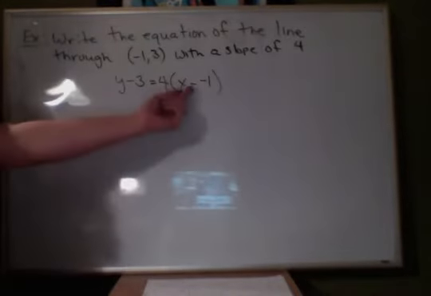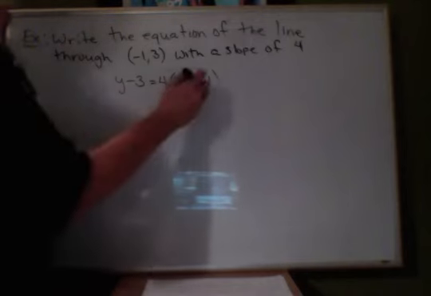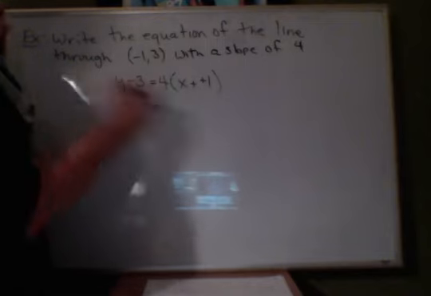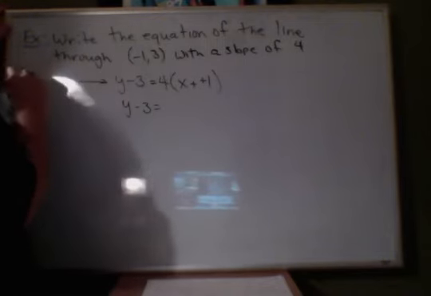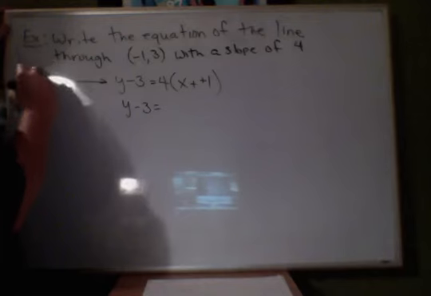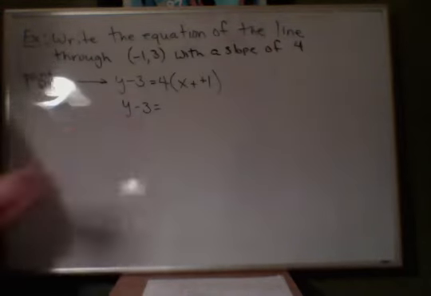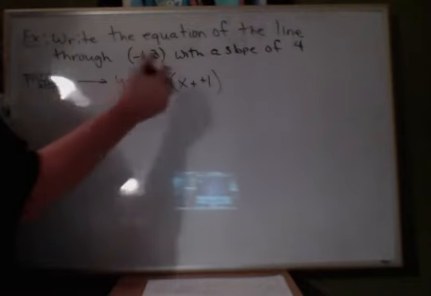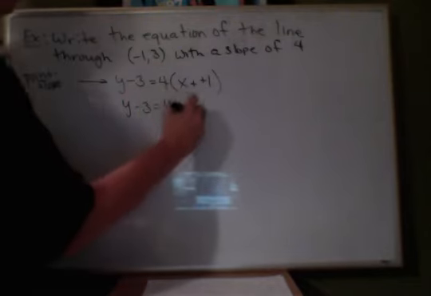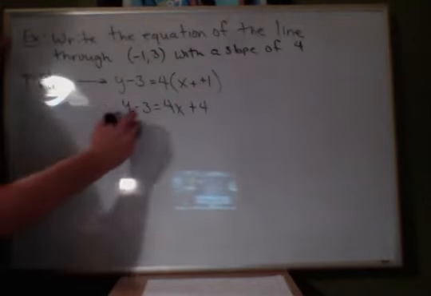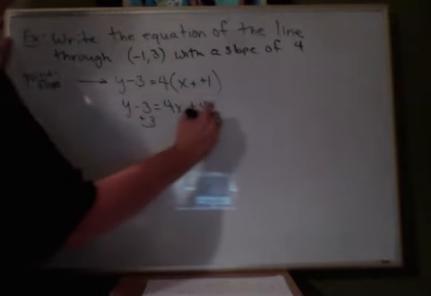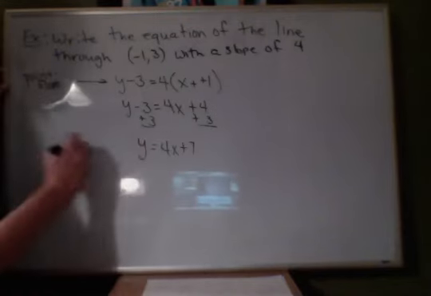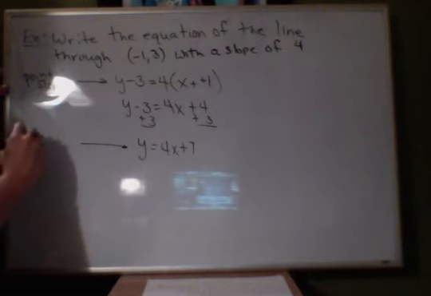And again, we all know that subtracting a negative is the same thing as adding a positive. So we have y minus 3 equals 4 times x plus 1. This is the point slope equation. However, we do want to write it in slope intercept form. So what I need to do is start by distributing. So 4x plus 4. And then I need to get y by itself, so I'll add 3 to both sides. So we get y equals 4x plus 7, and this is our slope-intercept form.